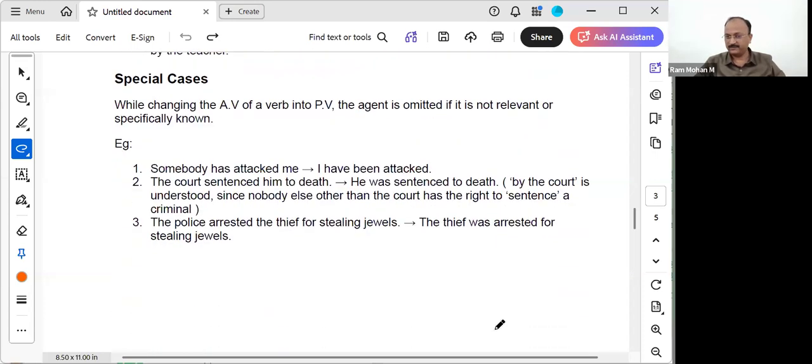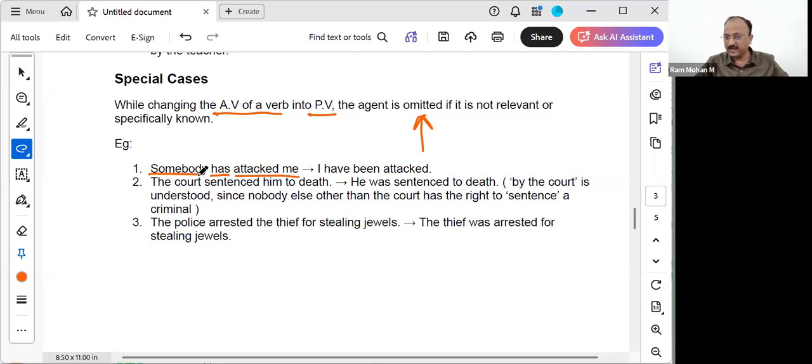Special cases we'll take. There are a couple of special cases when changing the active voice of a verb into passive voice. Sometimes the agent is omitted. Omitted means what? It is left out. Where it is not relevant or specifically known, in that case it is omitted. For example, somebody has attacked me.